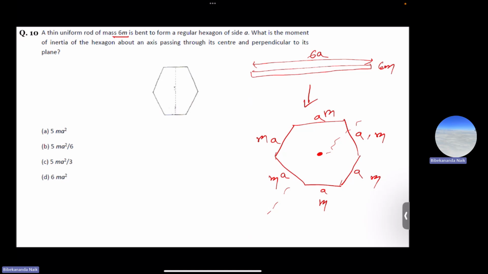So options are option A 5 m a square, option B 5 m a square by 6, option C 5 m a square by 3, and option D 6 m a square. I'll give you a few minutes to solve this question and then we will discuss.